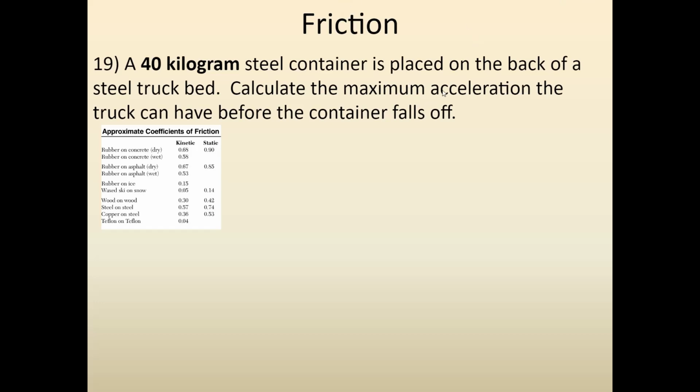Because, well, there's two things. One, the fact that they say the phrase maximum acceleration, and the fact that the object is going to fall off the back of the steel bed means that the force acting on this is static friction, not kinetic. So because we're looking for before it falls off, so before it begins sliding out the back of the steel truck bed, we're going to look on our reference table. This is from the Regents reference table. Go for static steel on steel.